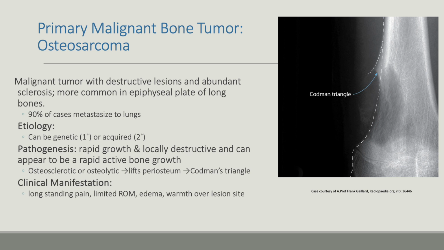Osteosarcoma grows rapidly and is locally destructive. It can be osteosclerotic, producing neoplastic bone, or osteolytic, eroding the bone cortex and leading to pathologic fractures. The tumor can lift the periosteum, forming Codman's triangle, where reactive bone develops. Clinical manifestations include persistent pain lasting weeks to months, joint pain, tenderness and limited range of motion, and swelling in the affected area.